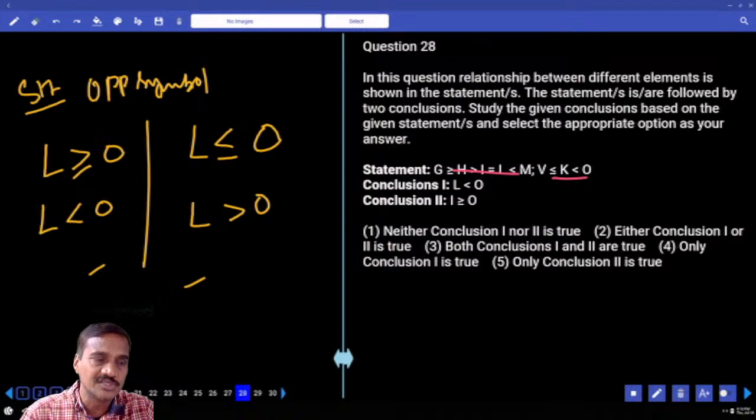You cannot say anything regarding that. Maybe it can be greater than or equal to, or it can be lesser than, or lesser than or equal to, or greater than. Both are one and the same. Hence it is the case of either 1 or 2. 28.